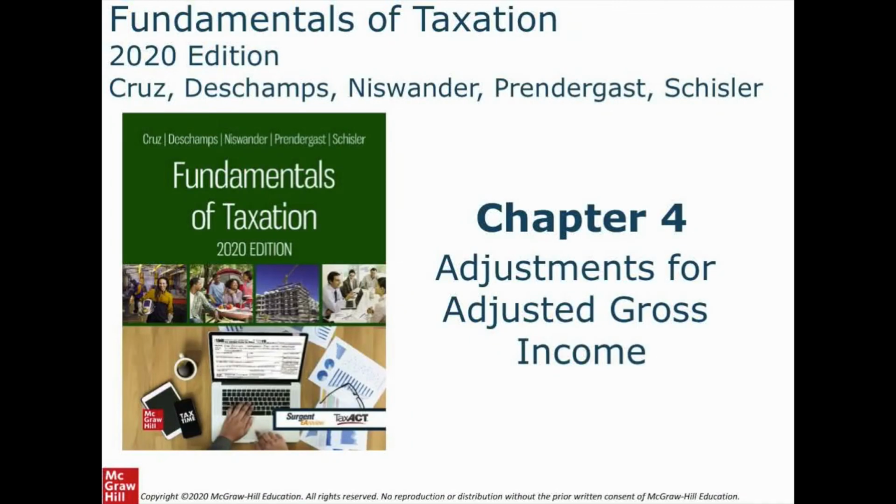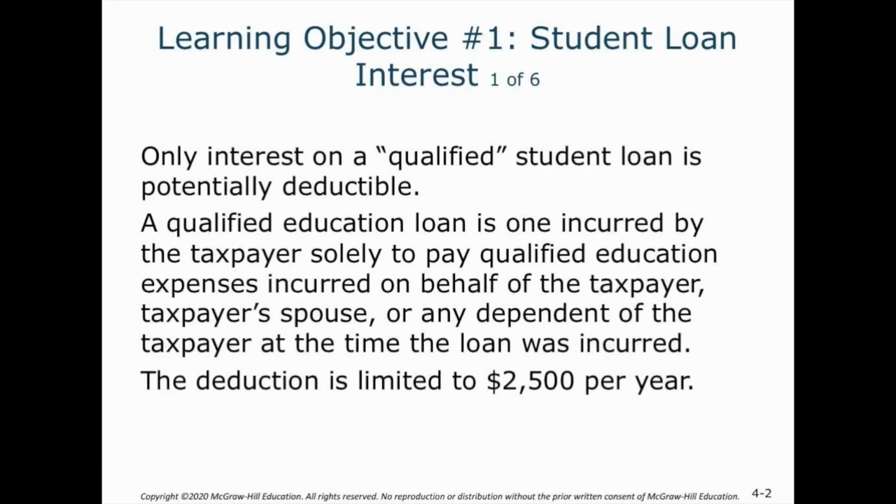Hello class, this is chapter 4, Adjustments for Adjusted Gross Income. Learning objective 1, Student Loan Interest.